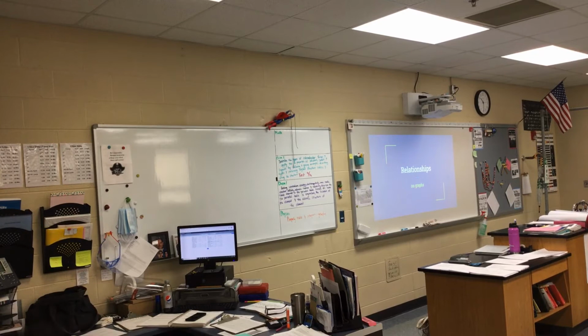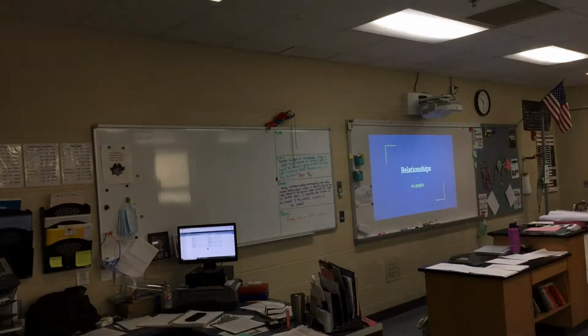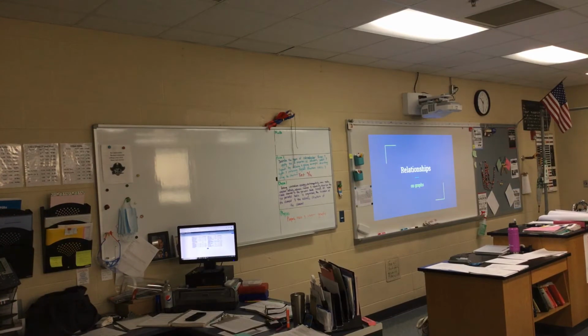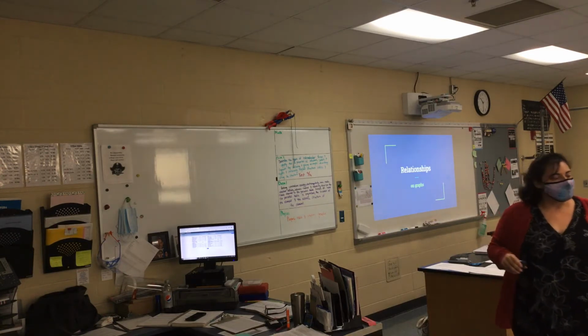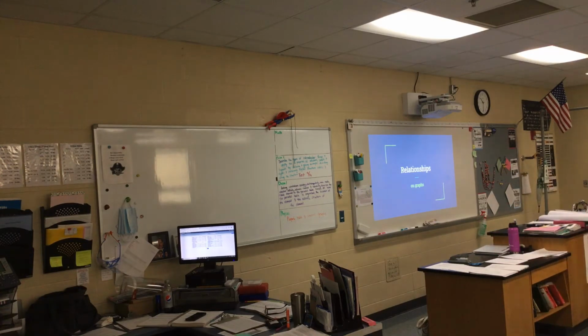Okay, so let's talk about relationships on graphs. So I hope you see what we've done. We've talked about units and variables, independent and dependent variables, and we put that together on graphs. And then the next thing we did was we talked about how we make graphs. And now we're ready to talk about why we make graphs. So we've learned a little bit about how, now we need to talk about why.